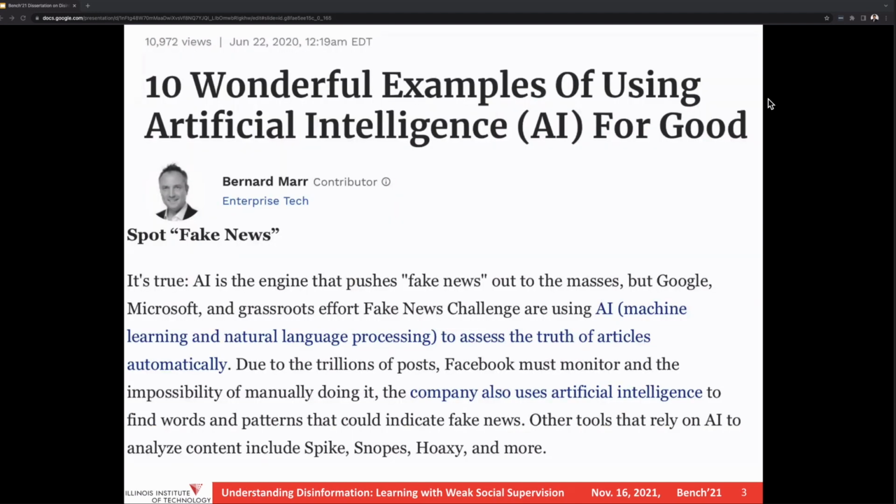I want to start with a post. It's actually not that recent, it's from last year. This is a post from Forbes about 10 wonderful examples of using AI for good. Spotting fake news has attracted a lot of attention in both academia and industry, and is among one of the examples of using AI for social good.